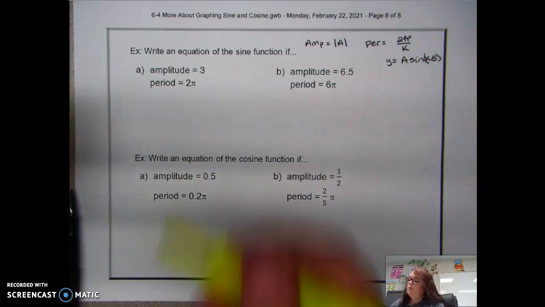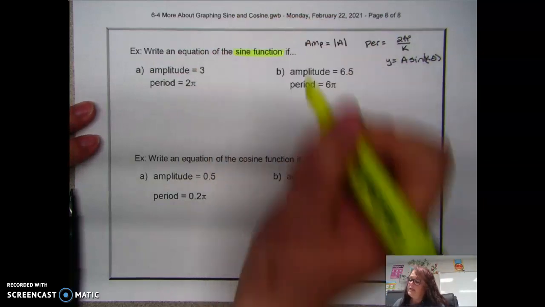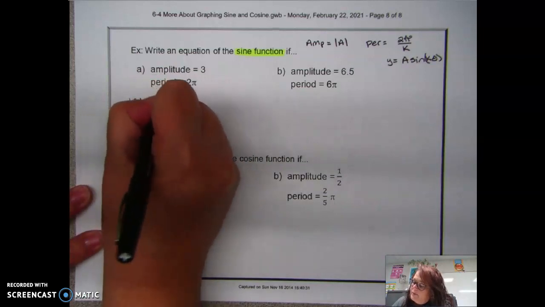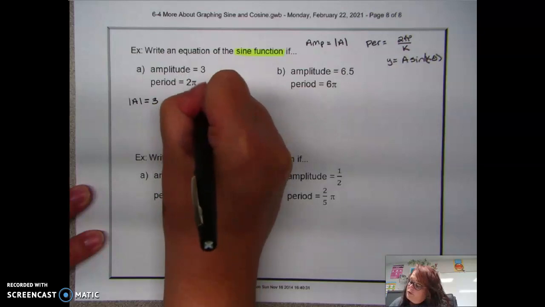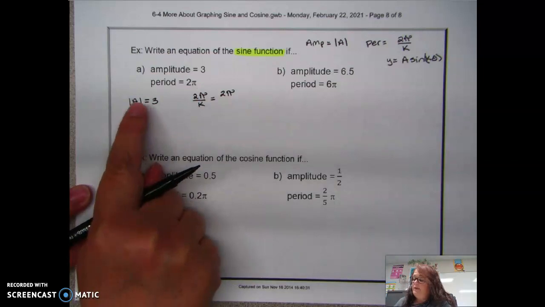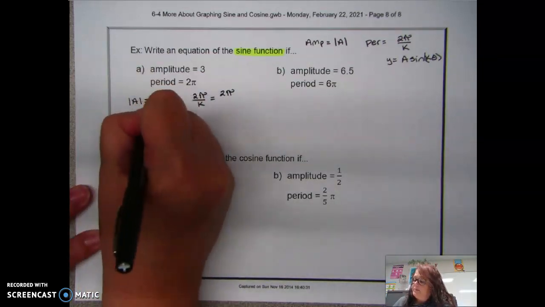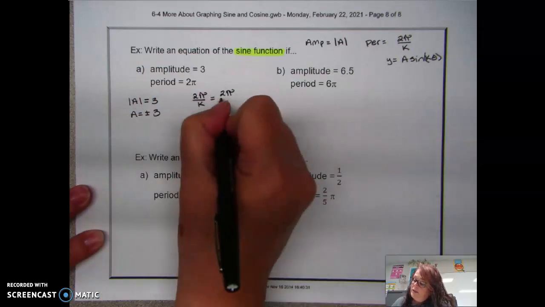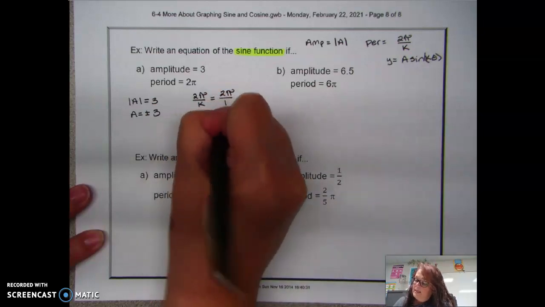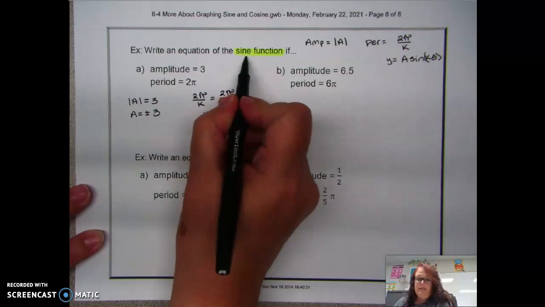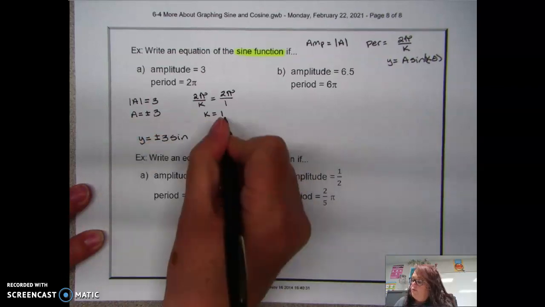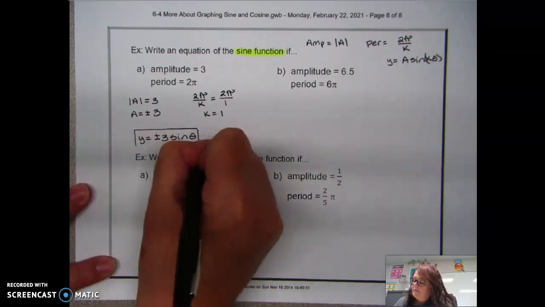So in the case of the first one, you want to read the directions carefully. It says we're dealing with the sine function, and they're telling us that the absolute value of A is equal to 3, and that the period, 2 pi over k, is equal to 2 pi. If I bring A out of the absolute value, A is plus or minus 3. And over here, if I put this over 1, since my numerators are the same, my denominators will be the same, so k is equal to 1. Again, using a sine function, y is equal to plus or minus 3 sine of 1 times theta, which is just sine of theta.